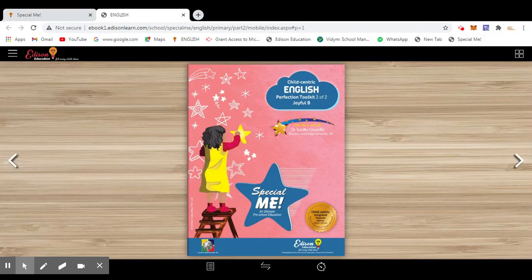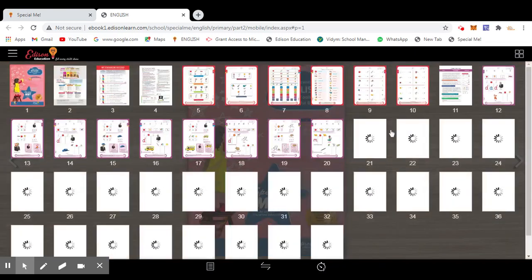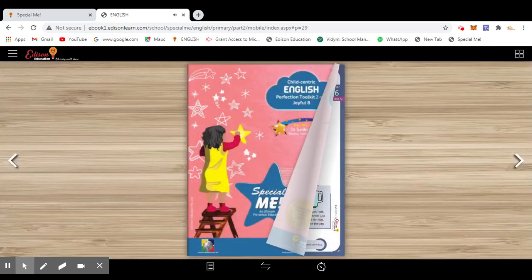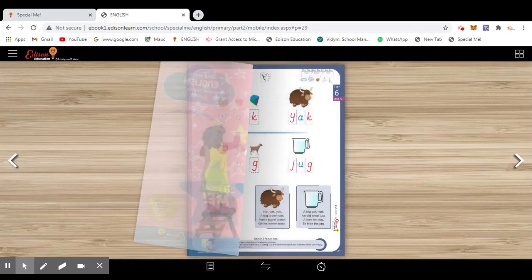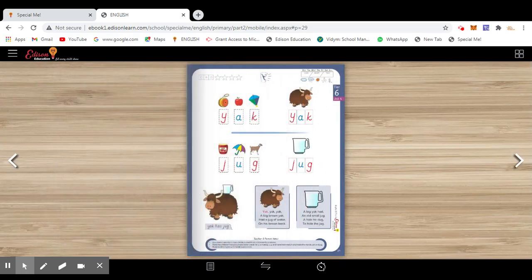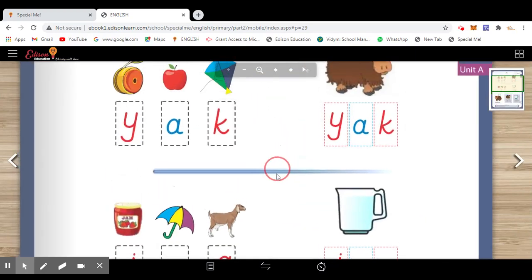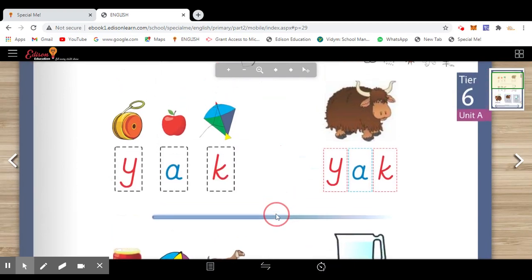So students, take out your Child-Centric English Perfection Toolkit To Joyful Be, and open page number 29. Now students, first of all, look at the picture over here.